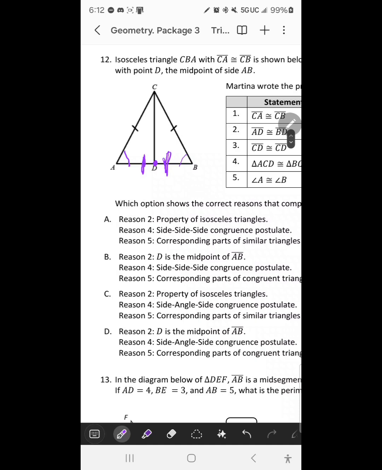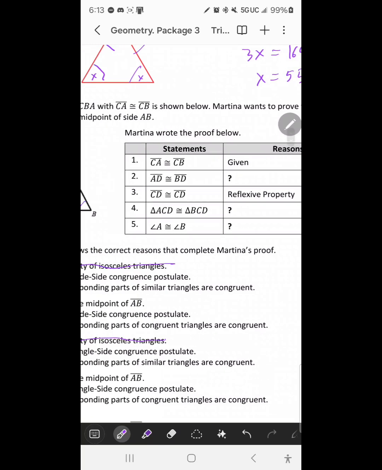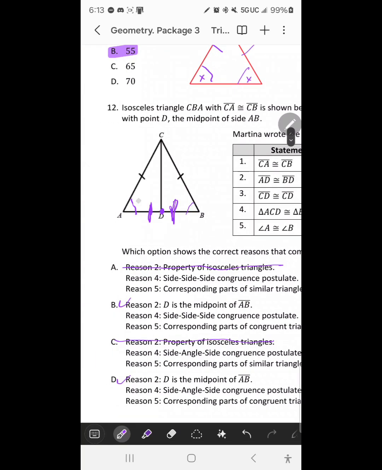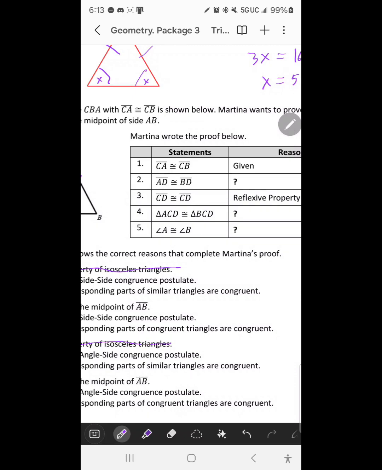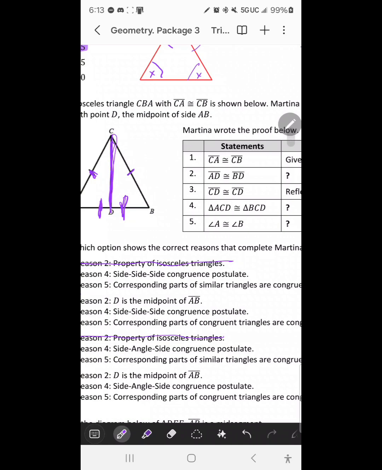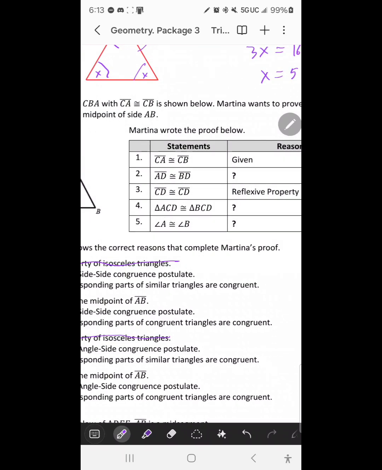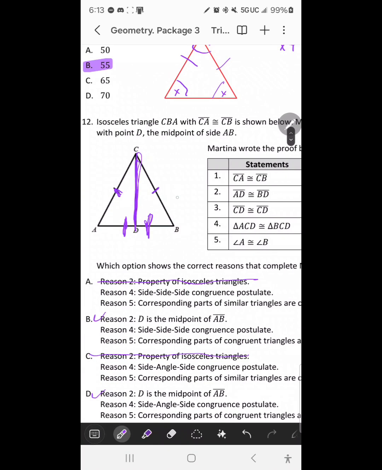So I'm gonna look at this, and this is not what we're looking for. So these two are right. Now let's see. For now we have this. We have this. And we can say that CD is congruent to CD because of the reflexive property. So we have this. Now, therefore, we have triangle ACD and triangle BCD.